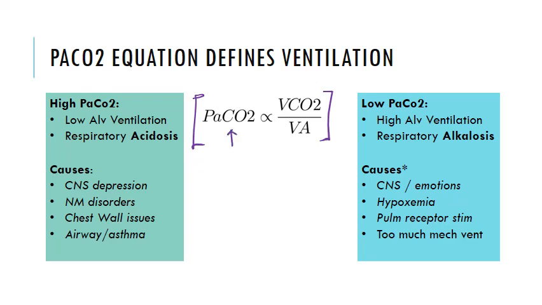PaCO2 is understandable. This is arterial concentration of CO2 in the blood. VCO2 is the CO2 production in the body. If you think of the body as really a factory that is putting out, interesting factoid, about 200 milliliters of CO2 per minute, you can understand that for somebody who is resting in a healthy state, there is a steady state of CO2 production. In disease states, this is obviously going to be elevated, but for the purpose of these slides, this is going to be a static number.